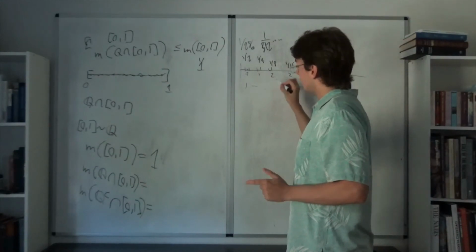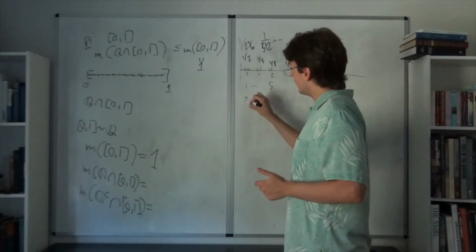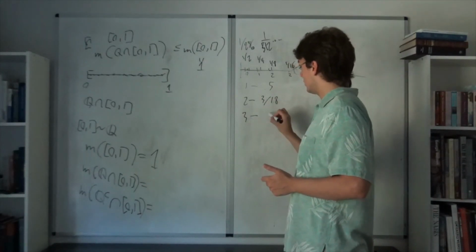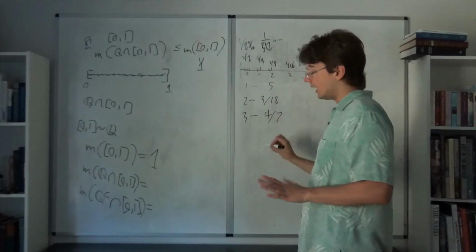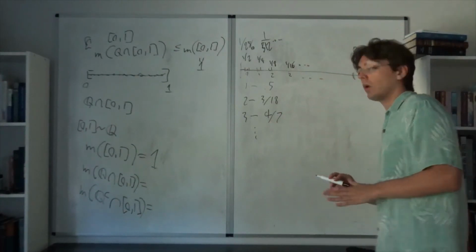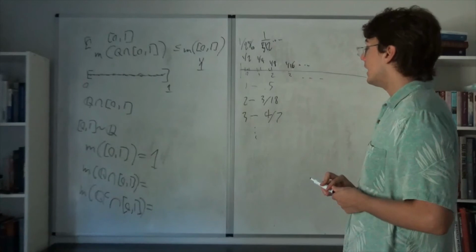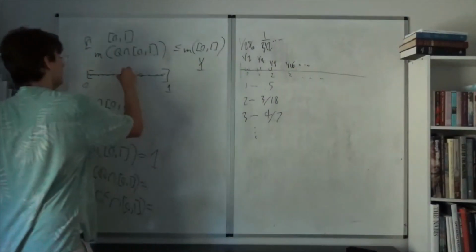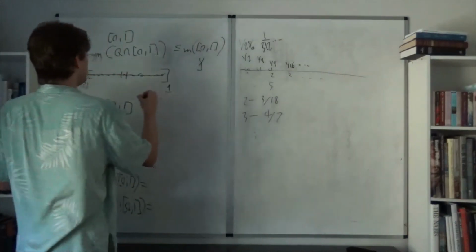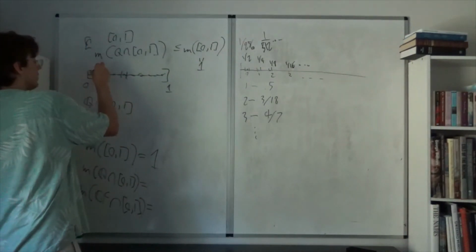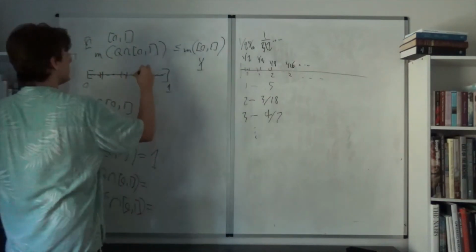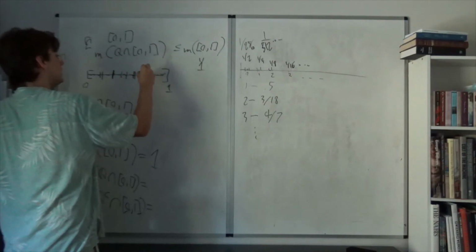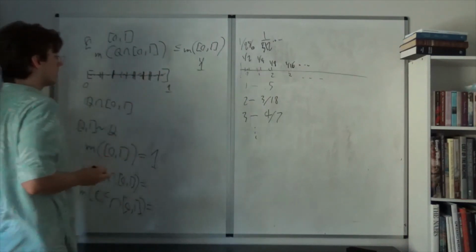So 1 goes to 0.5, and 2 goes to 3 over 18, and 3 goes to 4 over 7, and so on and so on. Great. And what happens then is I can cover up 0.5 with 1/2. I can cover up 3/18 with 1/4. Cover up 4/7 with 1/16. And I can keep doing this with indefinitely smaller intervals. Like that.